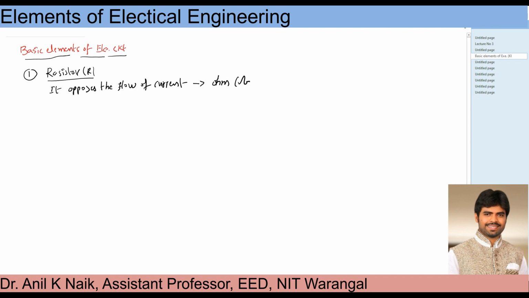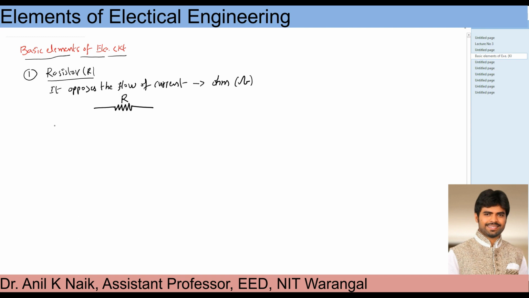The symbol is this one. And if you see the electrical equivalent symbol for this resistance, it is like this. It is denoted with this particular symbol. Whenever you see this kind of symbol in your circuit, it is assumed to be a resistance.